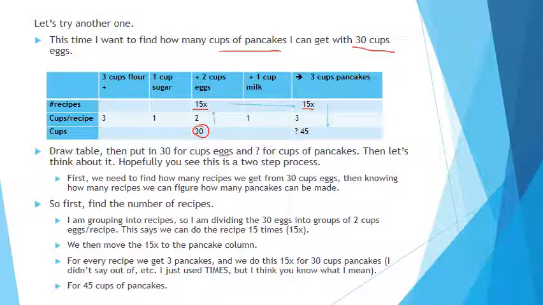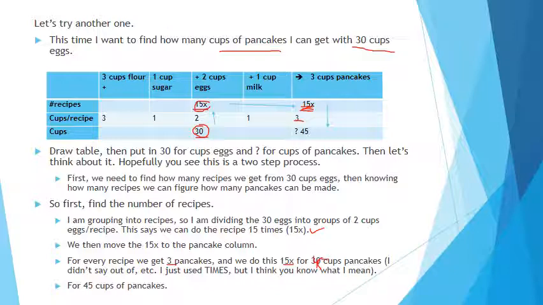All right, so I can divide the 30 cups into groups of 2 for 15 recipes, and that's right here. Now I bring that over here because it's the same. And then for every recipe, I get 3 pancakes, and I do that 15 times. 15 times. And I end up with 45 pancakes.